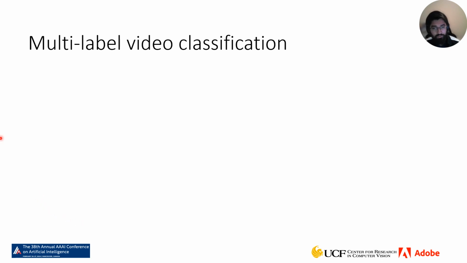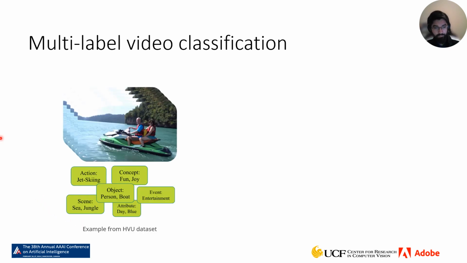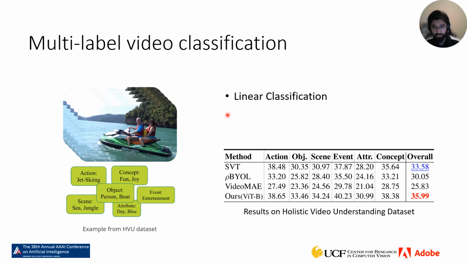Apart from actions, we also look into other aspects of semantics in videos. For example, actions, concepts, scenes, or objects in a multi-level setting in video. So we consider a very large-scale dataset, the Holistic Video Understanding dataset, which is on the scale of Kinetics. And we consider a linear evaluation protocol. Comparing with the most recent prior work, we see that our model outperforms in all entities and also gets a higher overall score.